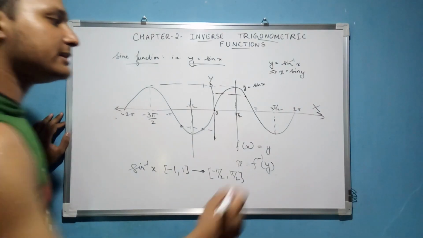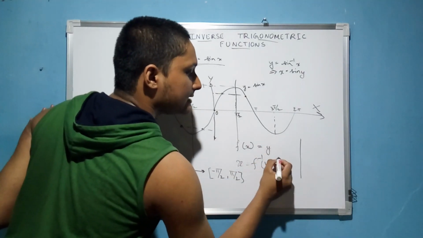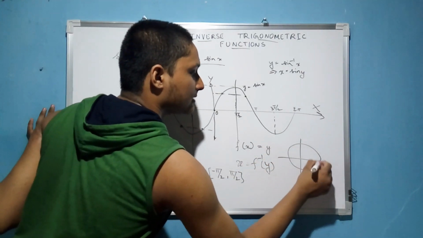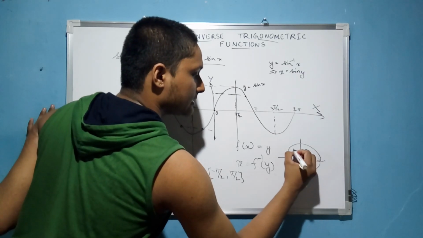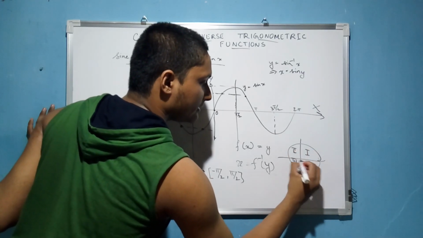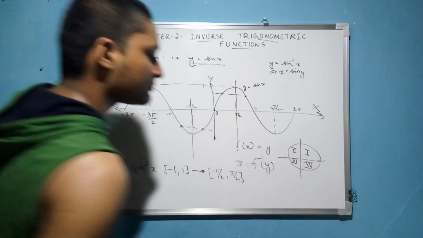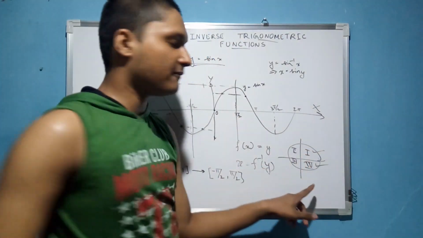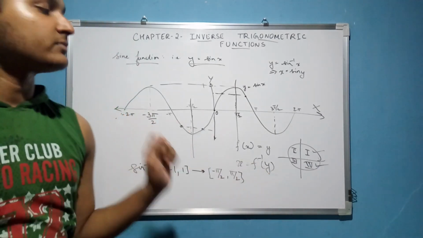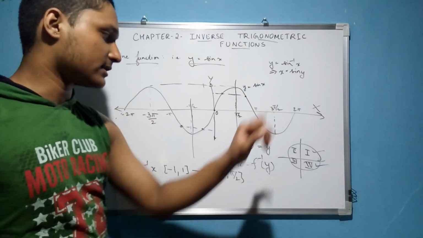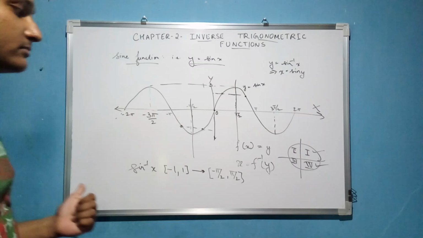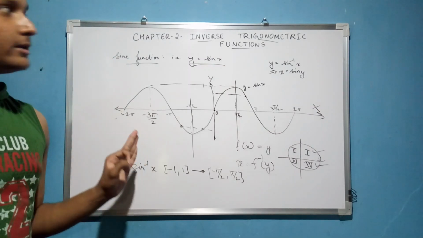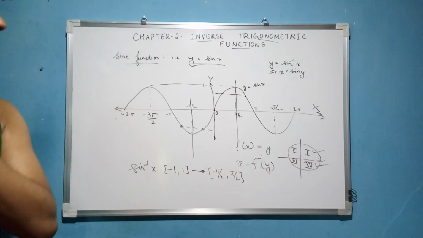If you consider the unit circle, generally the unit circle is easier to understand than the graph. You have the first quadrant, second, third and the fourth quadrant. In such a case we are just taking the first and the fourth quadrant for the sine inverse function that we are considering here. That's what it is all about, the sine function and its inverse.